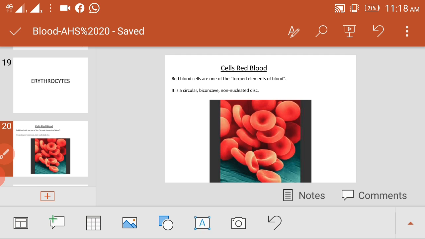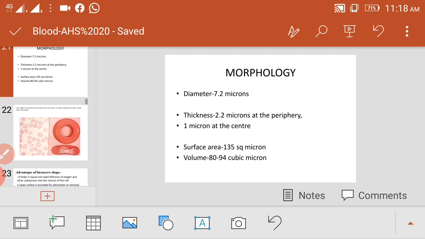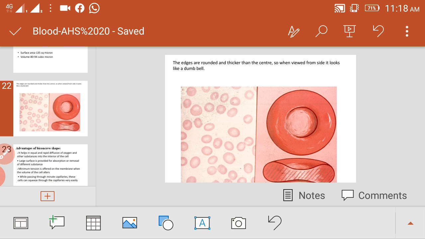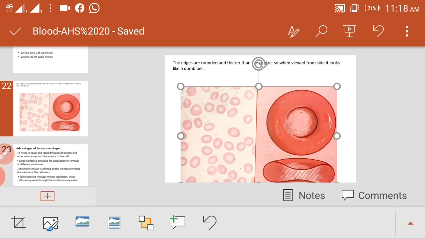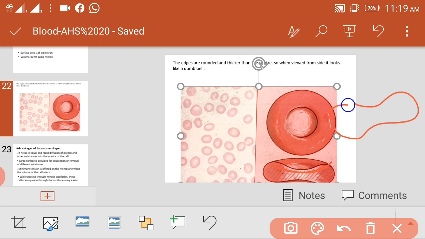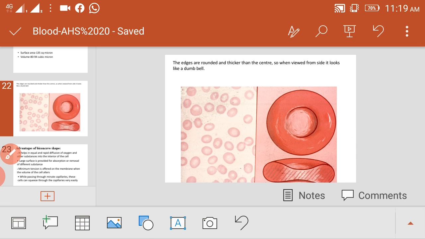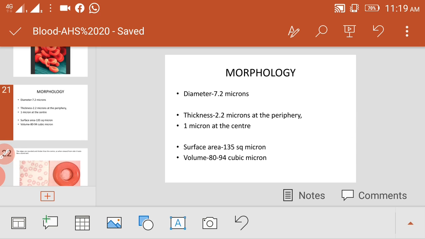It is biconcave, so that means in the middle the sides are bulging, so it is like this. Okay, so the sides are not bulging, in the middle it is bulging. So biconcave structure.